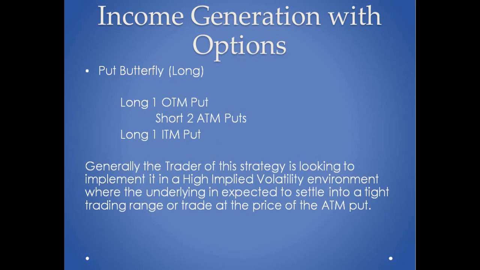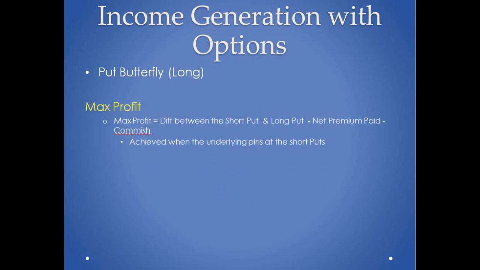We don't want this moving to our wings. When we are long, we want it to settle into a range and sit pretty, watch that vega contraction, and that's where our money is going to be made. The max profit is the difference between the short put and the long put minus the premiums paid and minus commission, and it's going to be achieved when our underlying pins right at those short puts.